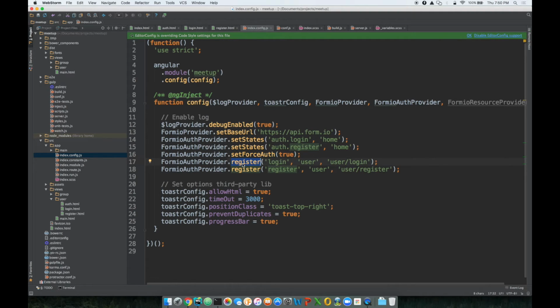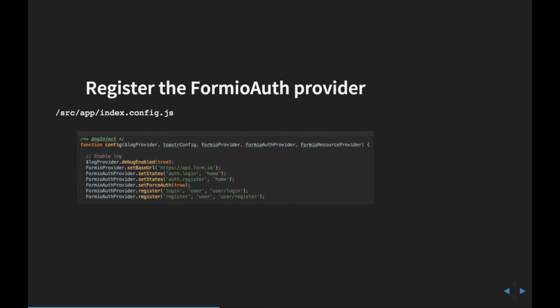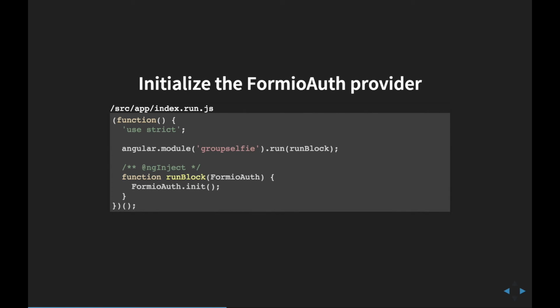This is actually registering the UI router states. So here I'm saying I want to register a login state underneath the user path, and I want this to be the URL, and I want to do a register path, and I want this to be the URL. Anyway, once you've done that, there's one more thing we need to do in order to initialize our authentication, which is we need to pass in this Formio auth initialize. The way we do that is we just use one more line of code, which is bringing in that Formio auth, and we call a method called init. So let's go do that.